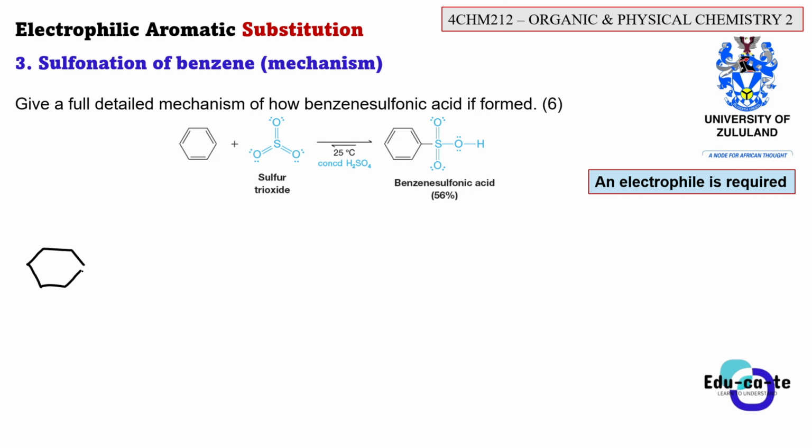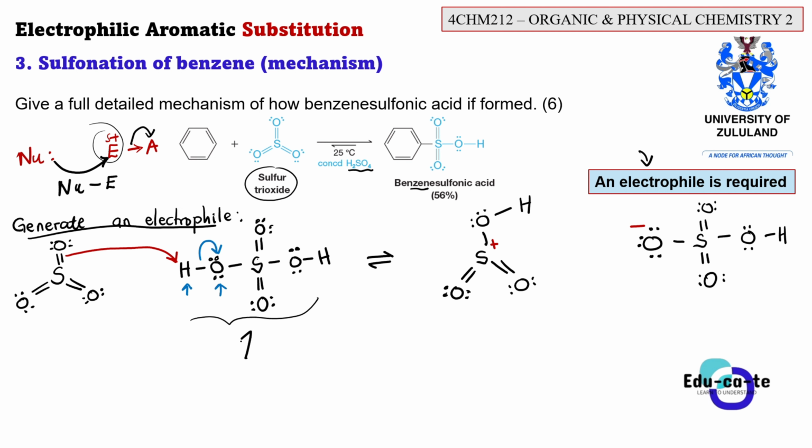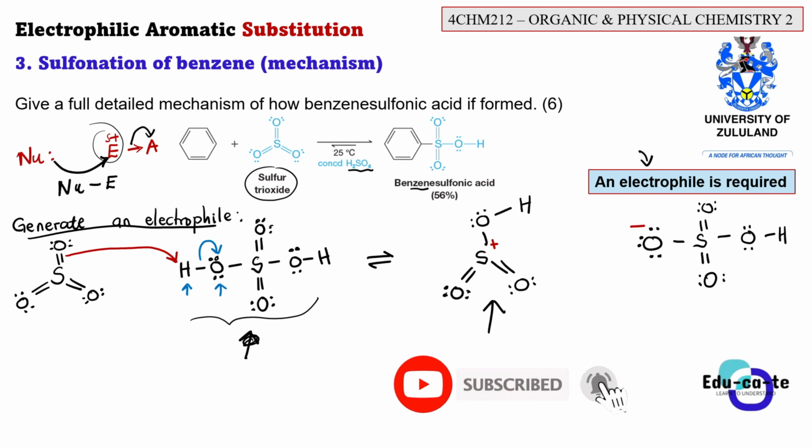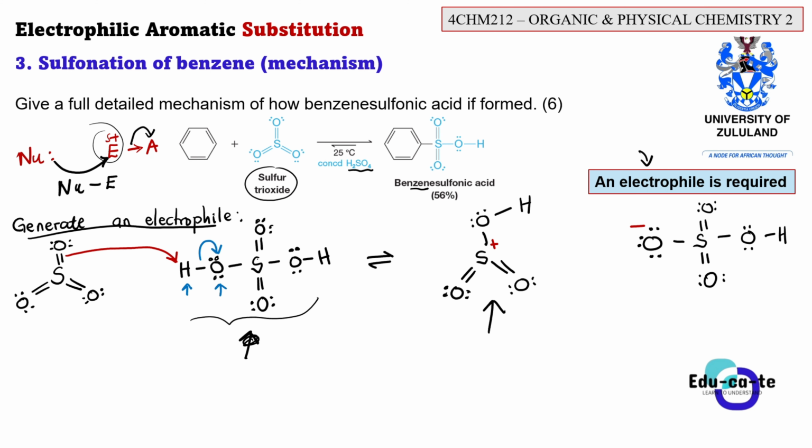And then we have a double bond here, a double bond here, and a double bond here. So these are the pi electrons. Now we will take our electrophile that we've generated, this one, the one that has a positive formal charge on the sulfur. That's our electrophile, the electron poor substance in this particular case.